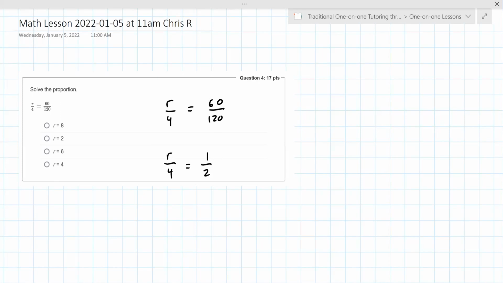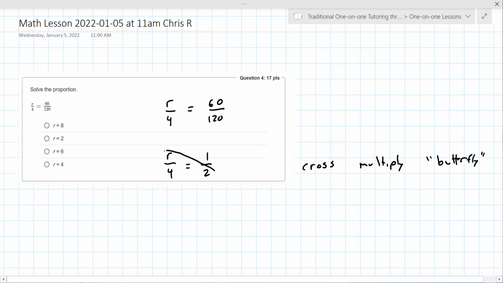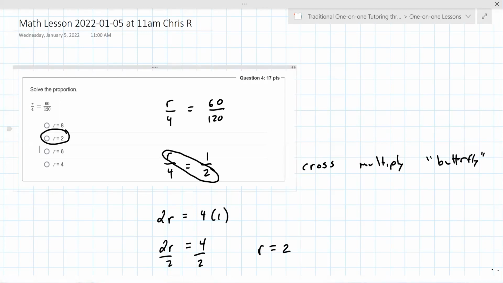1/2, okay. Now the next thing you can do is what's called a cross multiply, sometimes shown as a butterfly. So you multiply r and 2, that's 2r equals 4 times 1. So 2r equals 4. And then when you divide by 2, r equals 2. I see. Great.